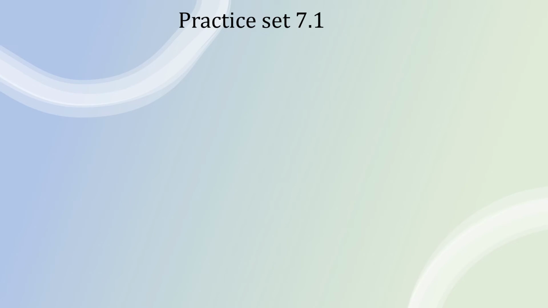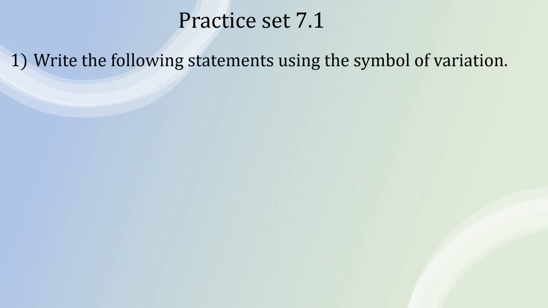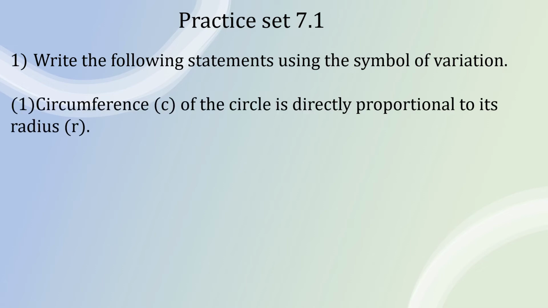Practice set 7.1. The first question: write the following statement using the symbol of variation. You have to just write using the symbol of variation. The first one given is circumference C. The circumference is given with a variable known as C. I said you can use any alphabet as a variable. Now obviously circumference means C. We always denote circumference by C.